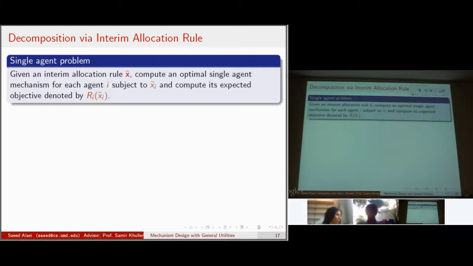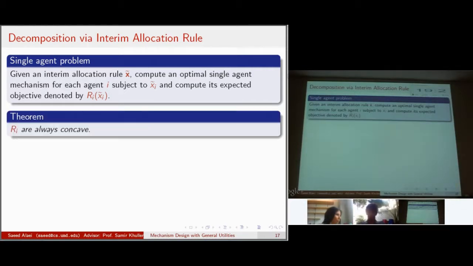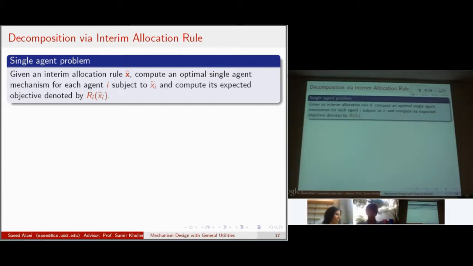So what do you mean by subject to? You are assuming that we have this interim rule? Yes, suppose I give you the interim allocation, and I tell you the expected allocation for each type should be these values that I'm giving you. And the output should satisfy this. And suppose I'm giving you this and asking you to compute the other things, like the payment, and maybe some other attributes that your mechanism has to compute.